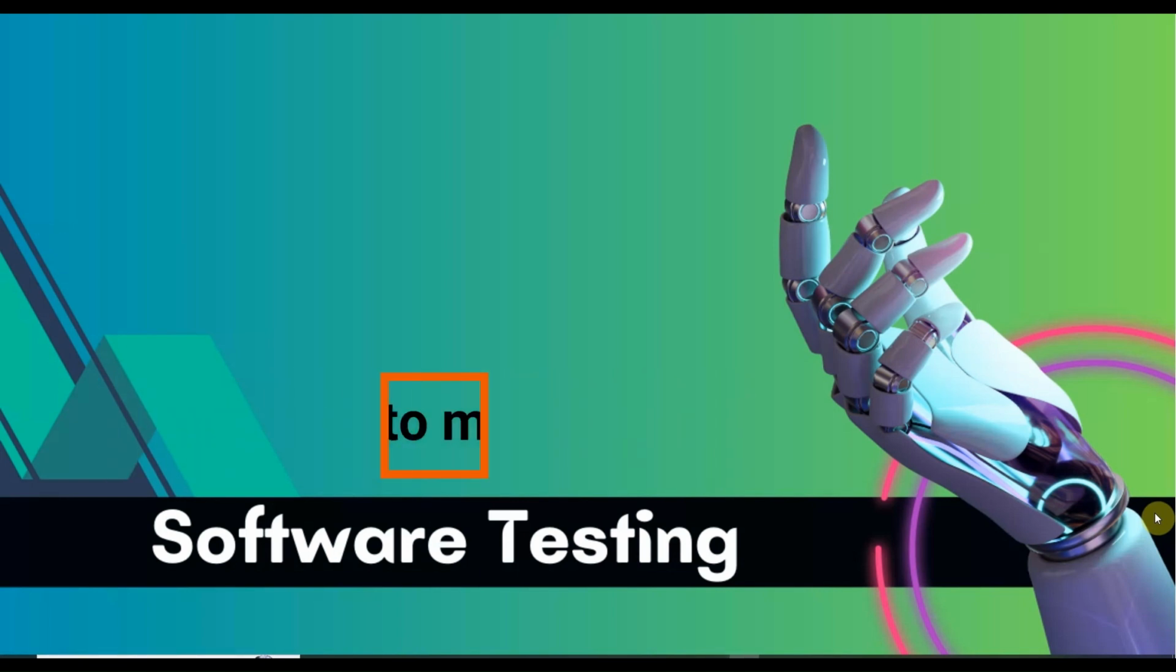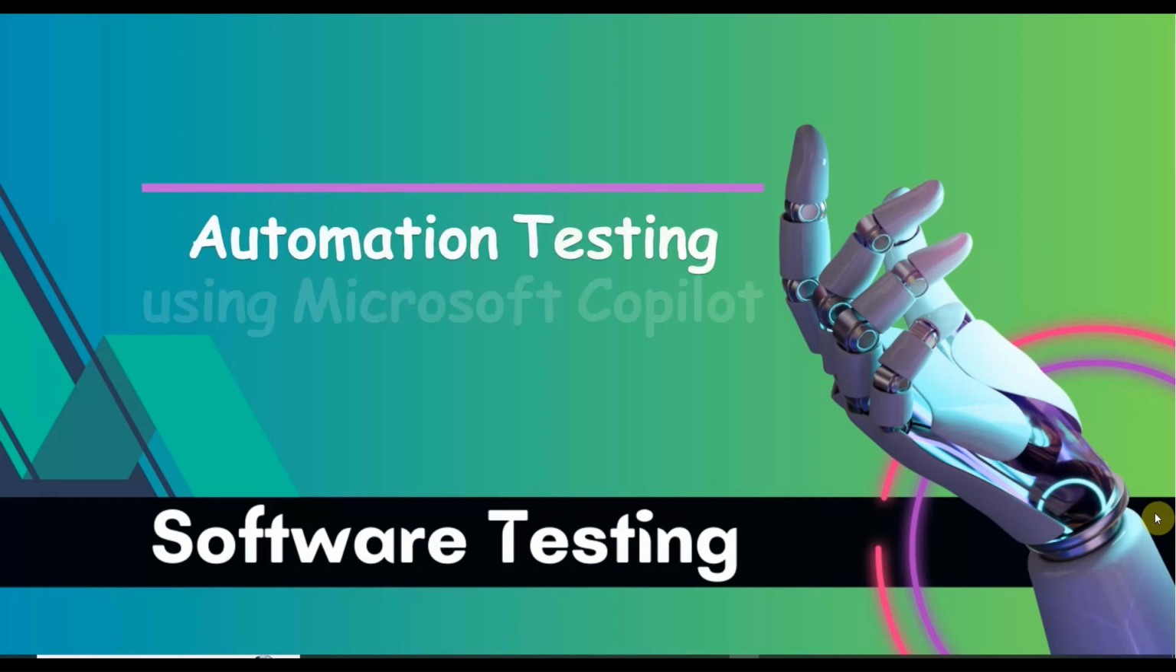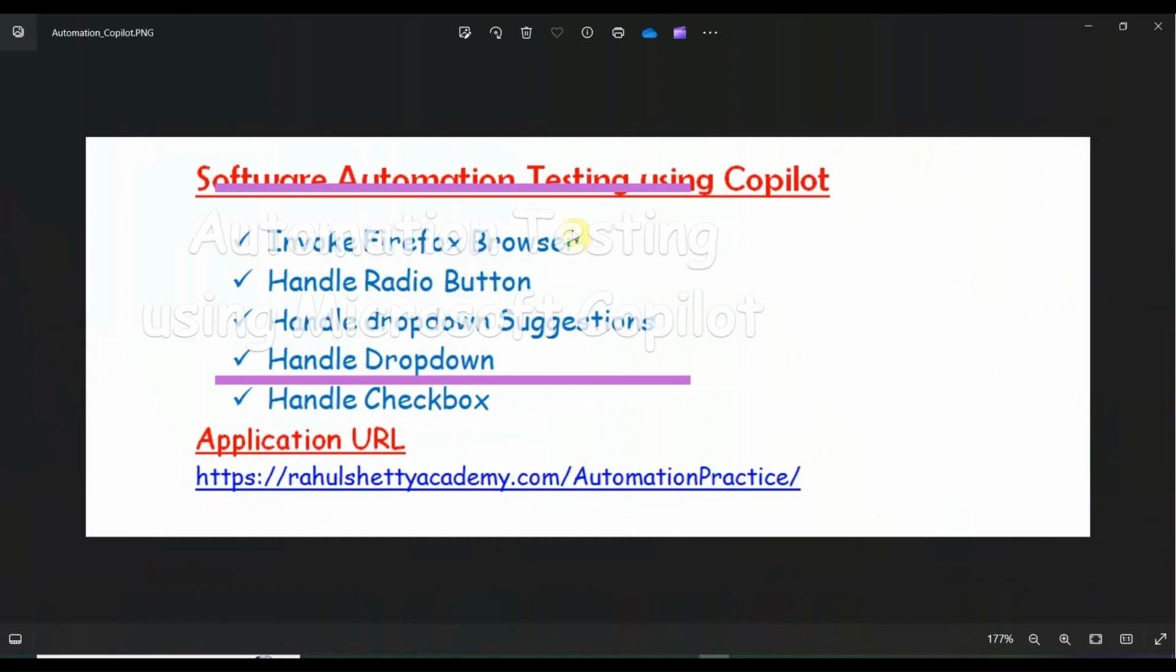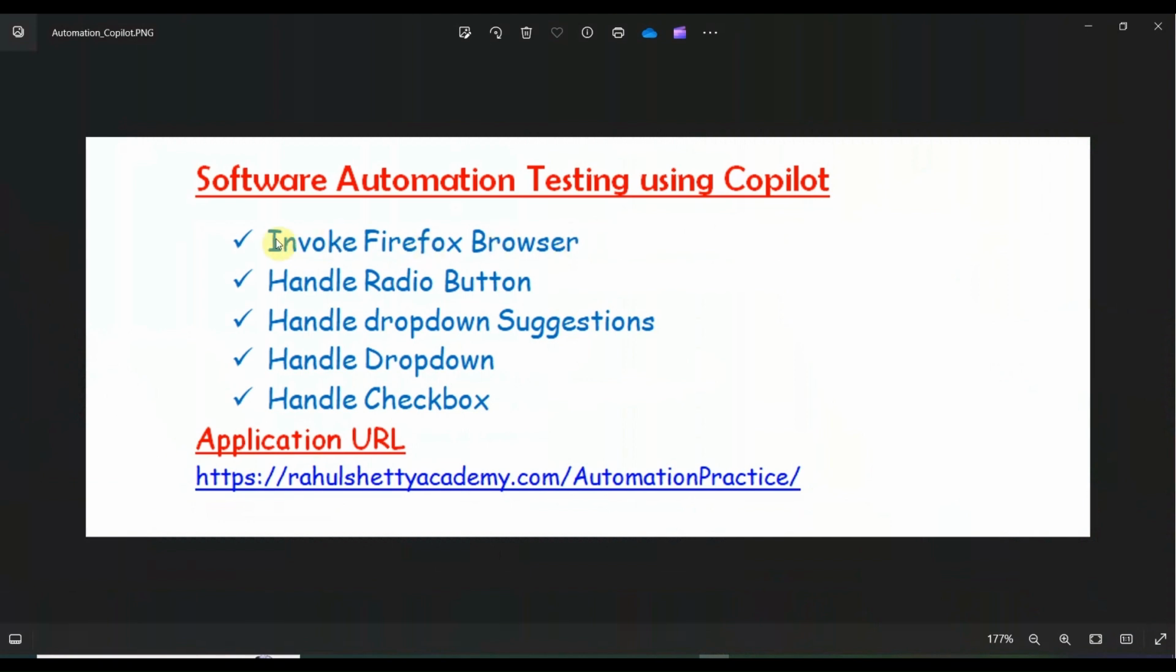Today I'll talk about how Microsoft Copilot can help with software automation testing using Selenium Java. In order to do that, I set up the topics this way. Software automation testing using Copilot will invoke the Firefox browser, then handle radio button, then handle drop-down suggestion example, and also handle drop-down, then also handle checkbox.